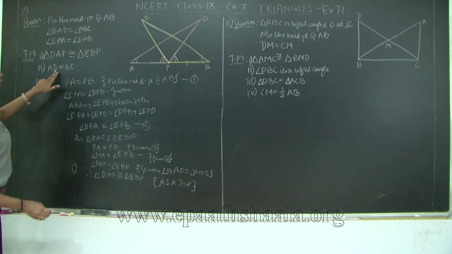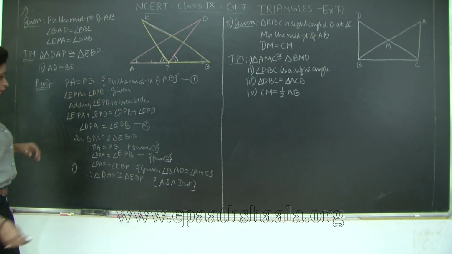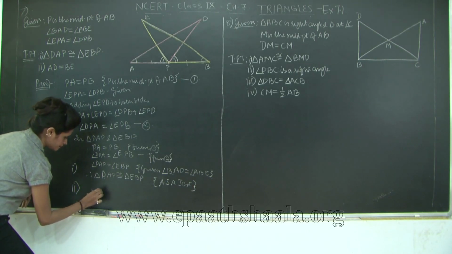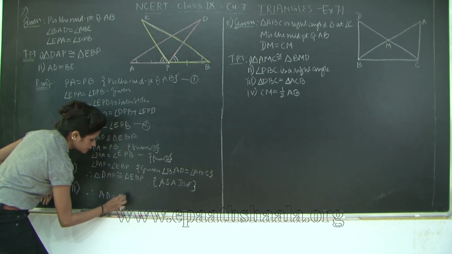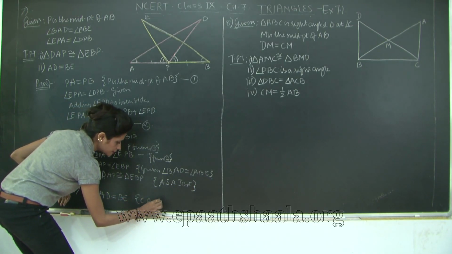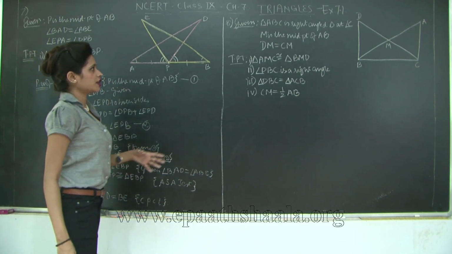The second part, I need to prove that AD is equal to BE. Obviously, AD is equal to BE through corresponding parts of congruent triangles. Therefore, AD is equal to BE, I will say through CPCT, right? Let's move on to question number 8.